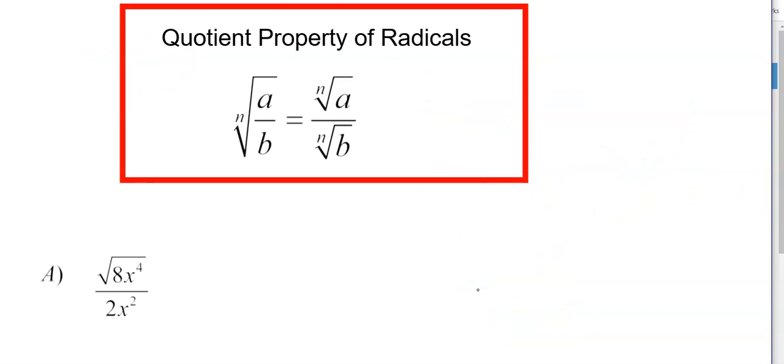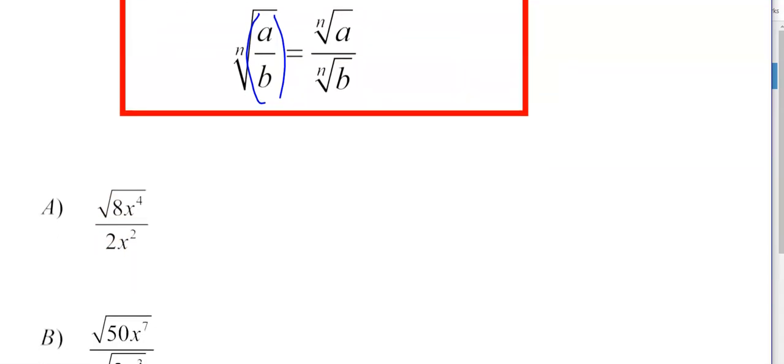Quotient property is very similar. If you have the square root or some root of a fraction, you're allowed to break it up into two separate fractions. Usually that's helpful. Although for part A here, you see both of those are not in radical form, so I can't break that one up because I don't have a fraction. I don't have a square root divided by a square root, so I can't use the property here. But I might be able to simplify the numerator.